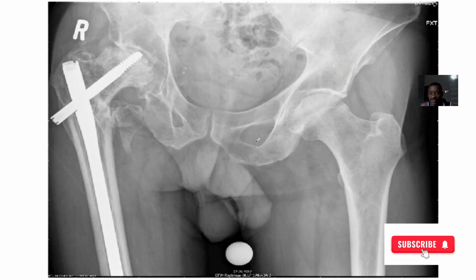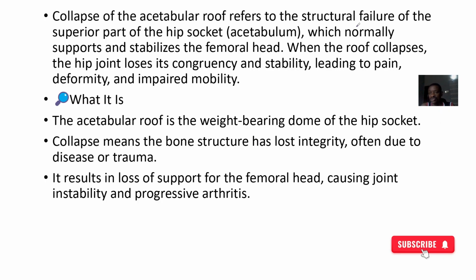So for collapse of acetabular roof, it just refers to structural failure of the superior part of the hip socket. That's the acetabulum. Understand? Okay. So the roof should normally support and stabilize the femoral head.